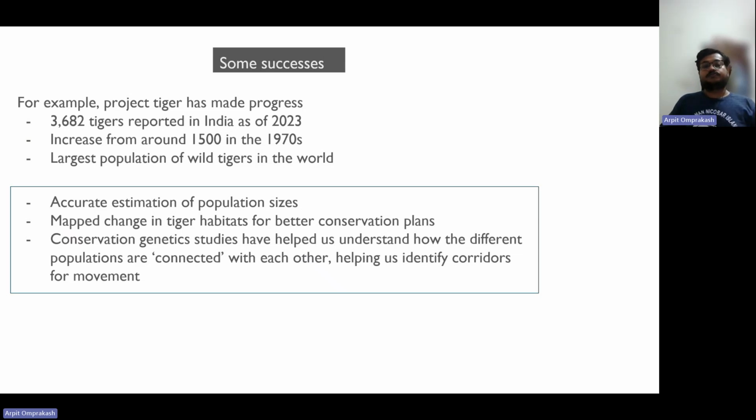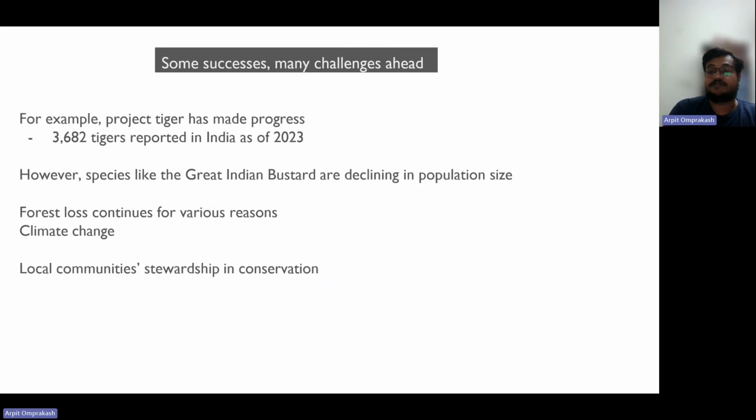Right. What has happened is that we are able to accurately estimate the population size of tigers because we are getting better with developing technologies such as camera traps. Tigers are also mapped in their habitat so that we can have better conservation plans based on where they go and how they move. And conservation genetics studies have helped us understand how different populations are connected, which can be used to identify corridors for movement and save these corridors.